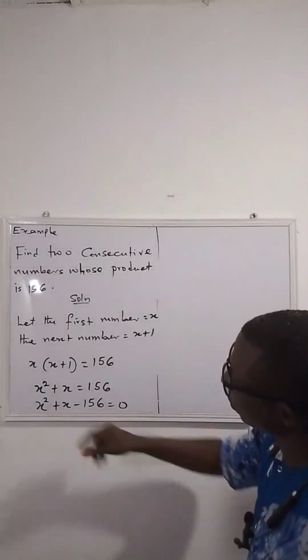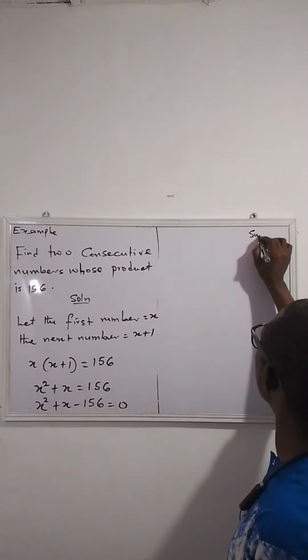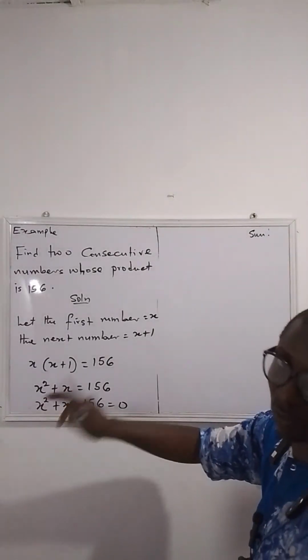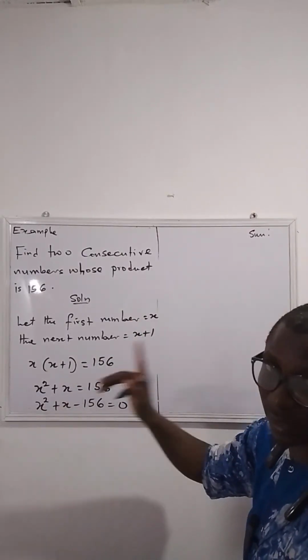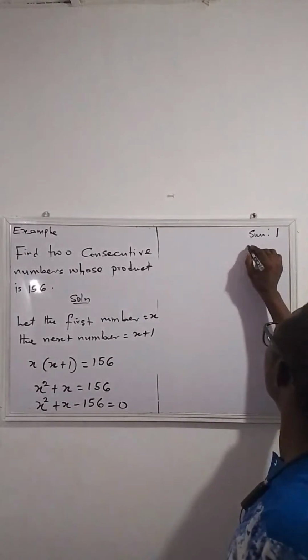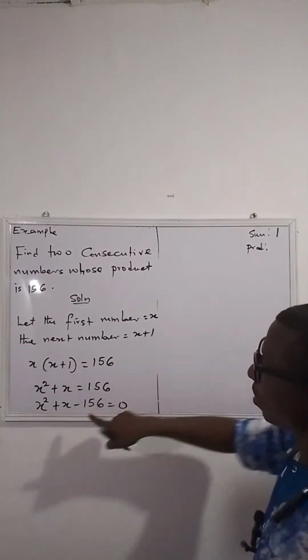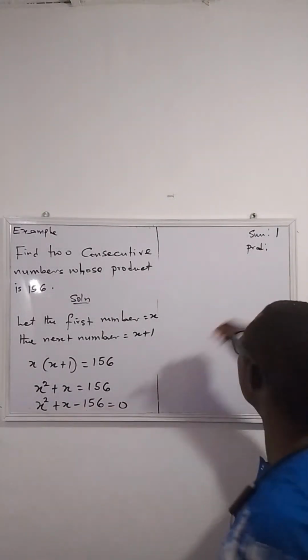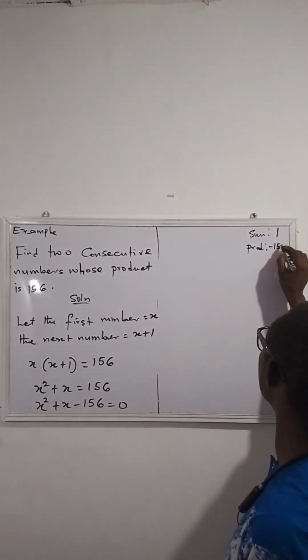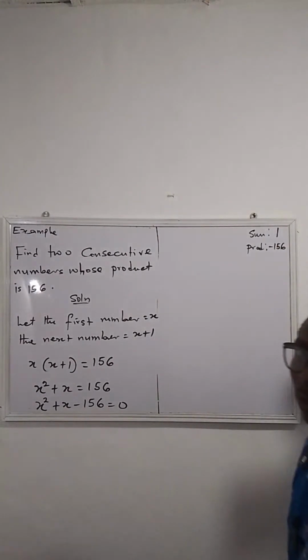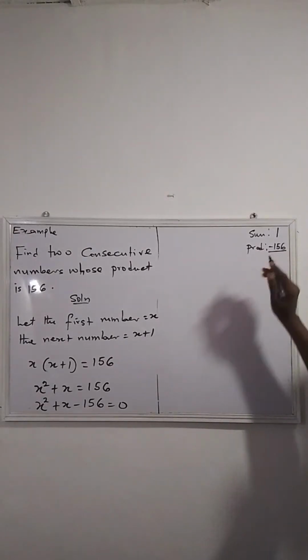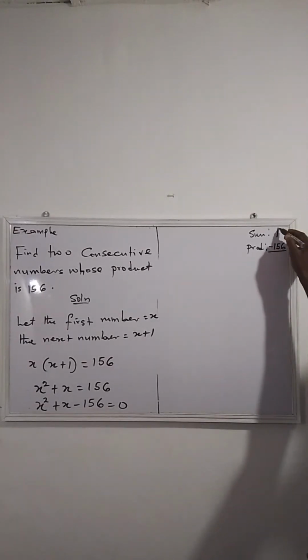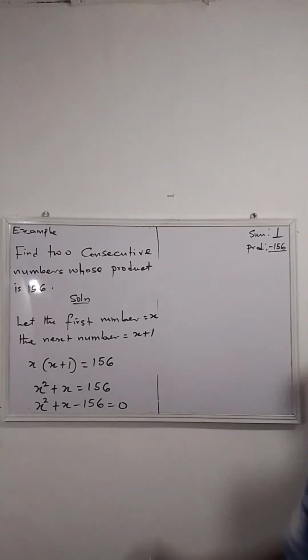So now the sum is the coefficient of x, which here is 1. x is the same thing as 1x. So you have 1, while the product is minus 156. So we need two numbers such that when you multiply them together, you have minus 156, and when you add them together, you have 1. What are the two numbers?